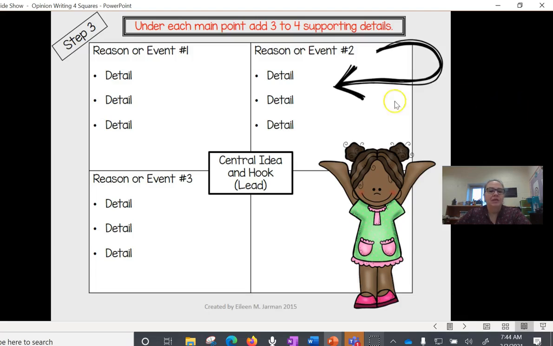The next step is, underneath each of your 3 reasons, you are going to add 3 or 4 supporting details. This is to support your reasons, more evidence to help convince the reader of your opinion.